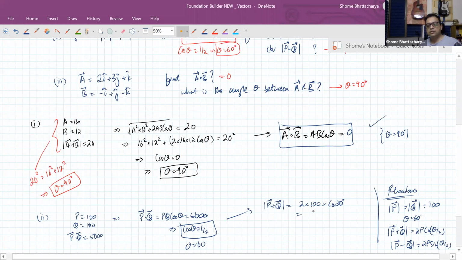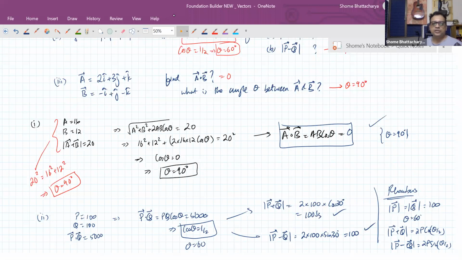But so you can see this will become 100 root 3, and mod of P minus Q becomes 2 into 100 into sine of 30, so that will become 100. Okay. So these become your answers. So hope the steps are clear with this. If anybody has a doubt, please ask me over the message, I'll explain.